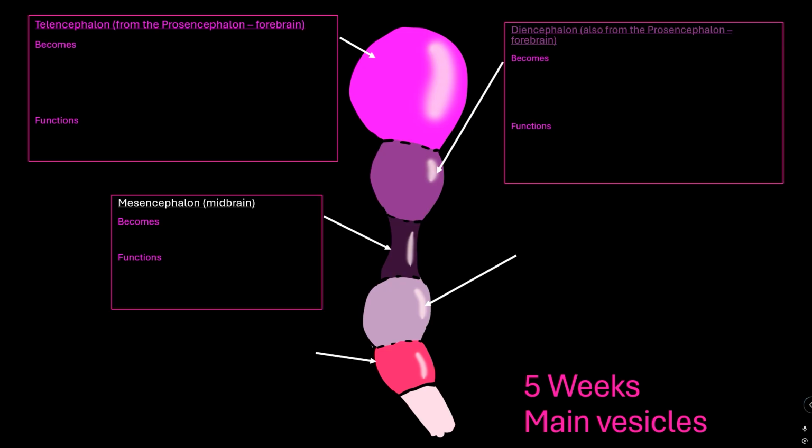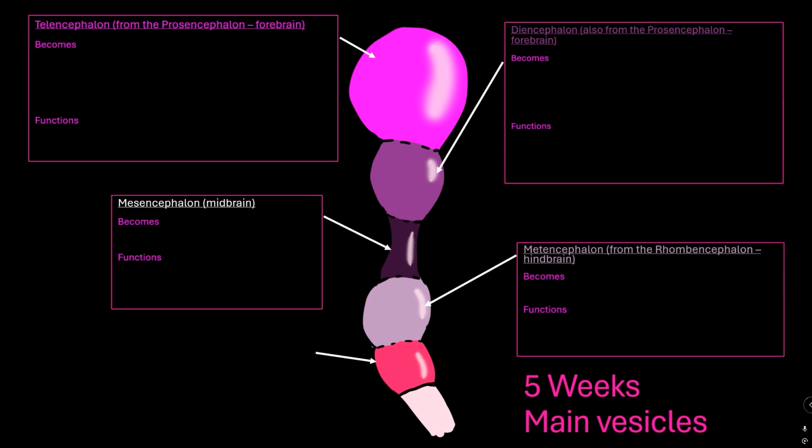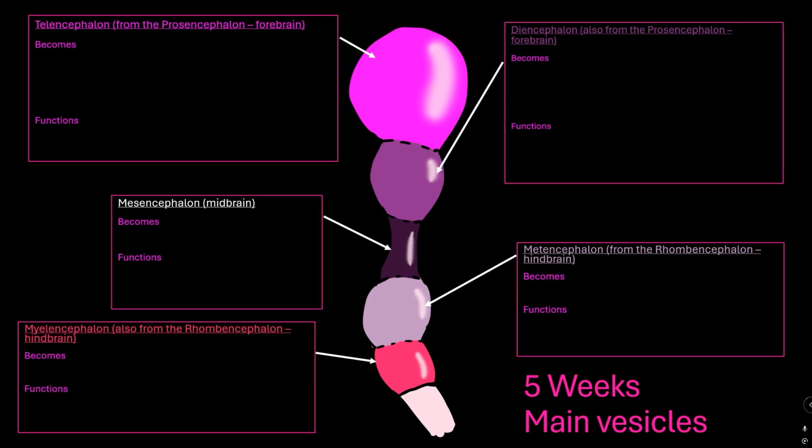The third down, we have the mesencephalon, or the midbrain, and this becomes the tectum and the tegmentum. The functions include visual and auditory reflexes, eye movement, and motor control. The fourth down, we have the metencephalon, and this becomes the pons and the cerebellum. They coordinate balance, movement, and communication between brain regions. And the fifth down, we have the myelencephalon, and this becomes the medulla oblongata, and this is vital for autonomic functions, things such as breathing, heart rate, and digestion.